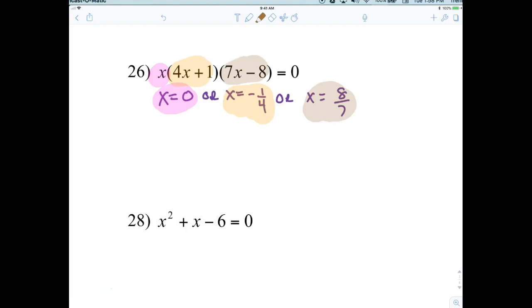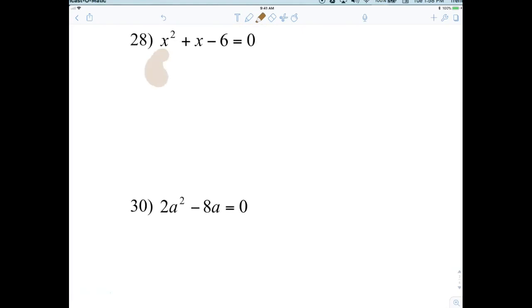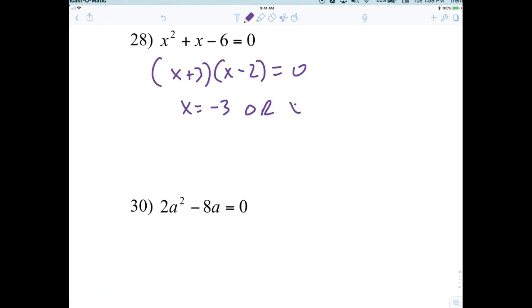All right, everybody good? So now factoring 28 should be easy for us. So that becomes what? x plus 3, x minus 2. So x is equal to negative 3 or x equals positive 2. Yes, x equals negative 3 or x equals 2.